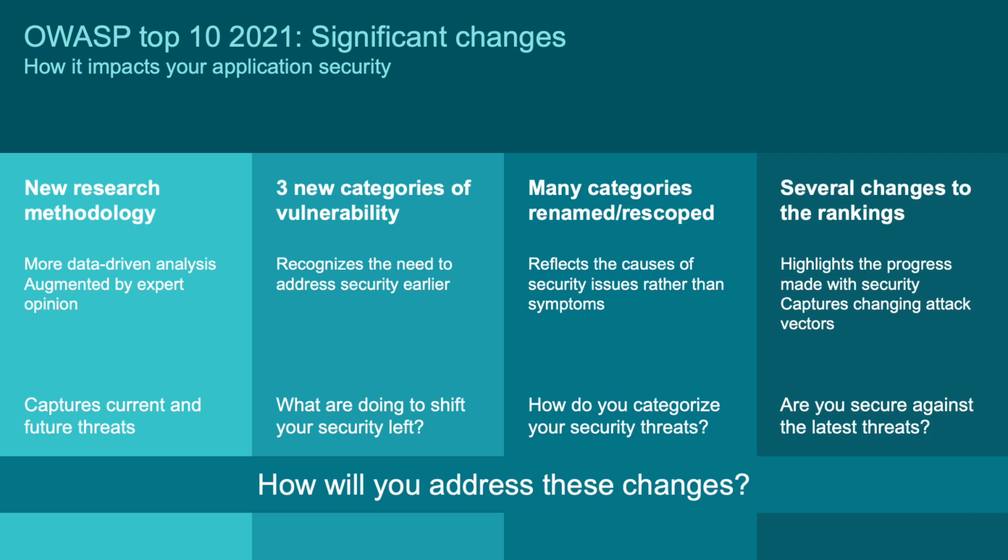The new report sees 3 new categories added to the list, 2 of which absolutely recognize the need to address security earlier in the application cycle. There was a renaming and a rescoping of several categories to better reflect the causes of the security issues rather than the symptoms. And this is something that will offer businesses a more prescriptive idea of what they need to fix. And of course, there were lots of changes to the individual rankings, as you'd expect. And while there are minor changes in every report, there were some major shifts in 2021, all of which reflect the changing nature of the threat landscape that businesses face.